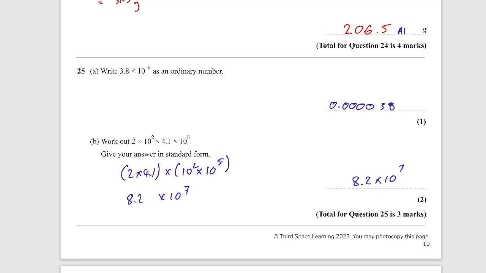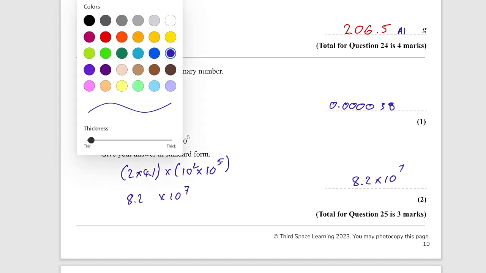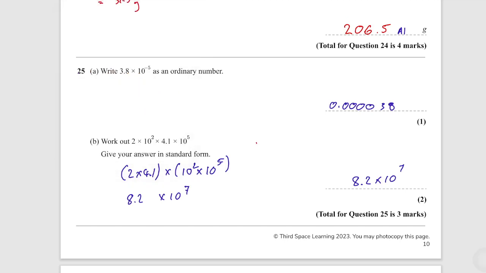Okay, we've got part C, we haven't. Right, so we are looking at B1 mark for 0.00038. Okay, and my standard form part then becomes 8.2 times 10 to the 7, an M1 for either part of that, and then an A1 for my answer.